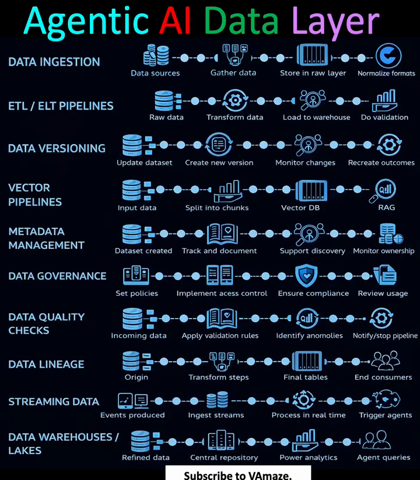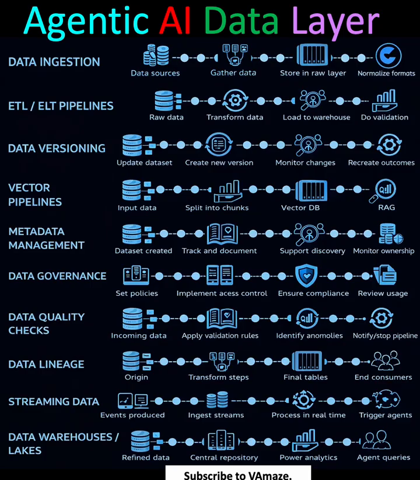Everyone talks about agentic AI, agents that can reason, plan, and act autonomously. But here's what most people miss. Your agent is only as good as the data infrastructure behind it. Today, we're walking through the 10 essential data layers that power production-ready agentic AI systems. Let's start at the foundation.